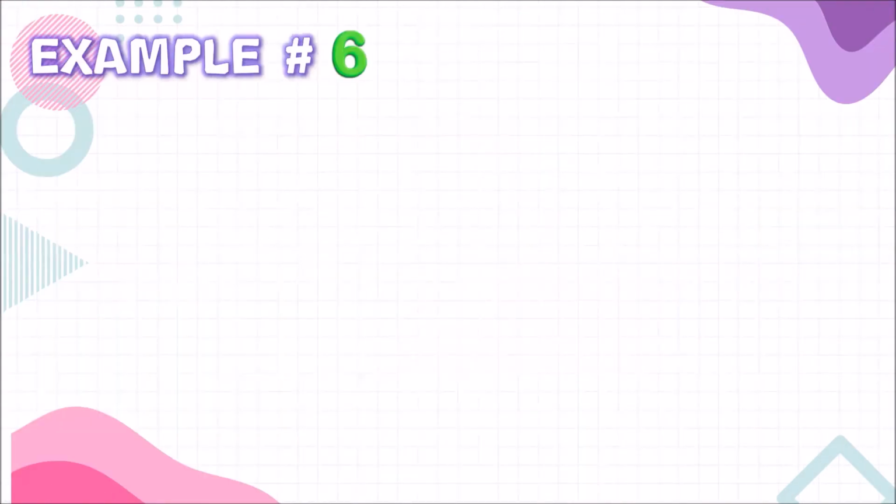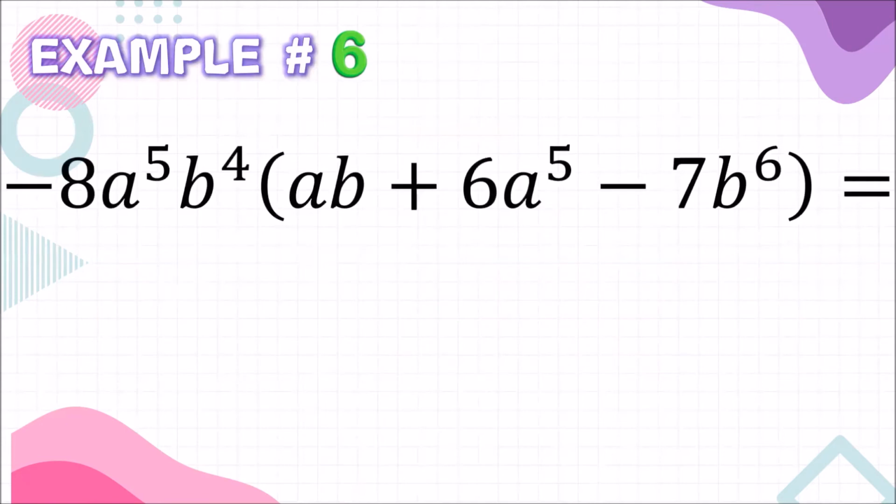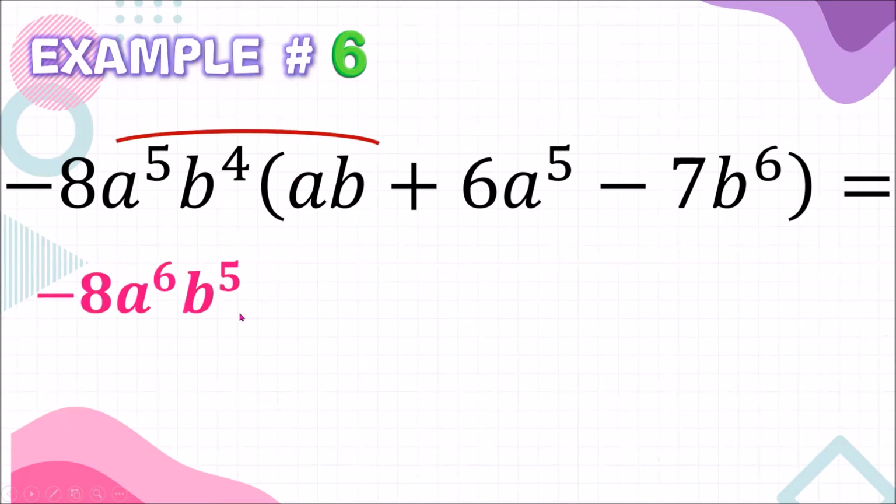Next, example number 6. We have negative 8a to the fifth b to the fourth times the quantity ab plus 6a to the fifth minus 7b to the sixth. So we have here negative 8 times invisible 1 again, so positive 1. So we have here negative 8, a to the fifth, and then a, it will become a to the sixth, and then b to the fourth, and then b to the fifth. We have here negative 8a to the sixth b to the fifth.